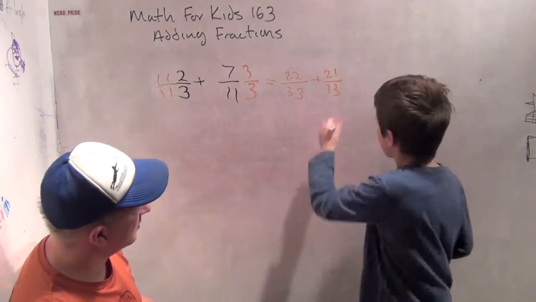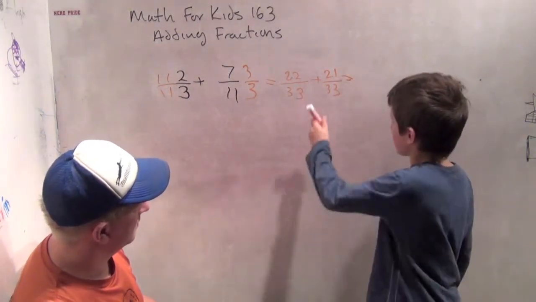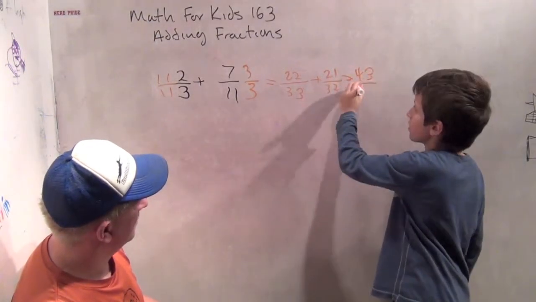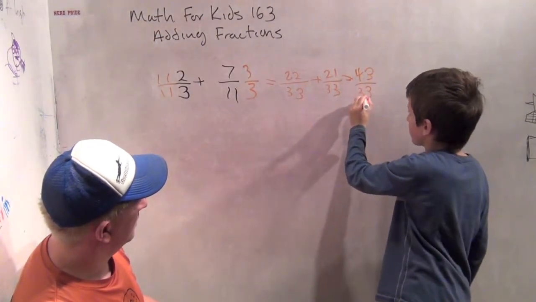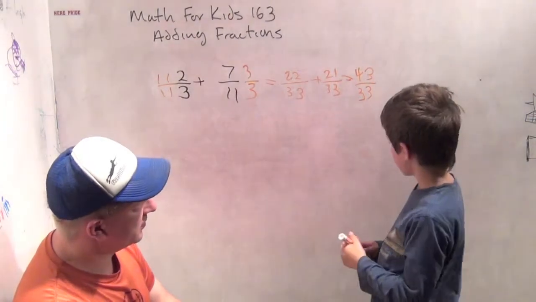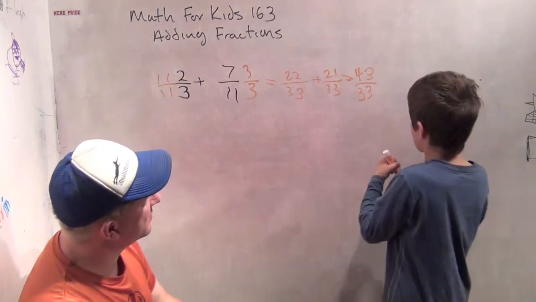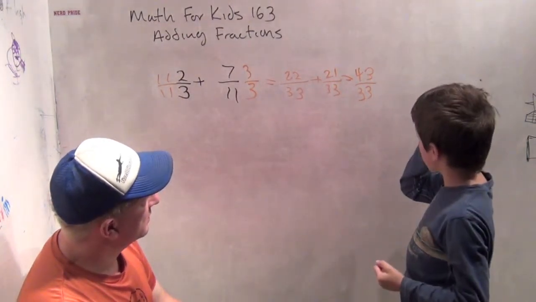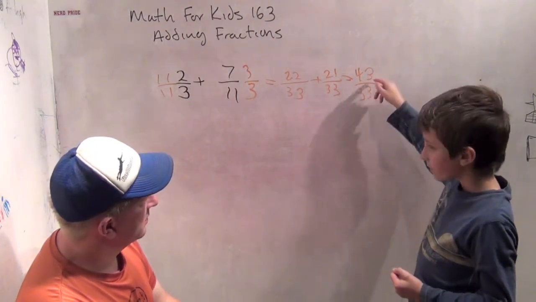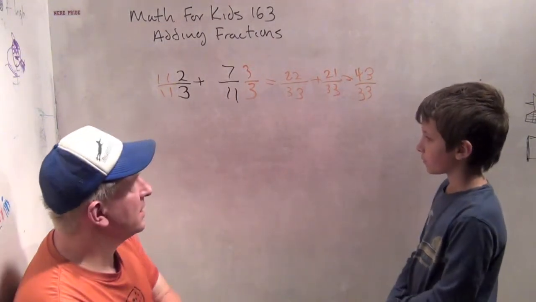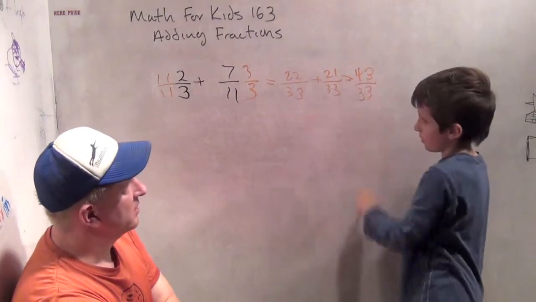Okay, and what does that equal? This equals 43/33. Now, the last step is always, can this be simplified? Well, 33 is 3 and 11, and no. How do you know that 3 doesn't go into 43? Because the sum of the digits is 7.